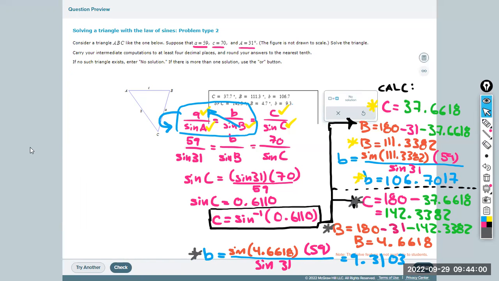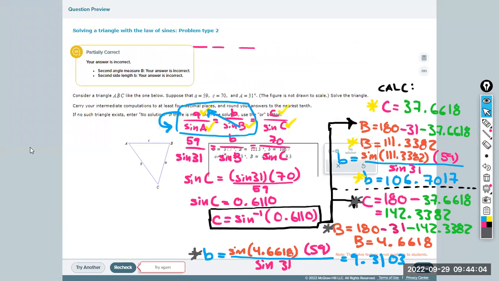I'm gonna check it. Check. Second angle, measure B: your answer is incorrect. Second side length B: your answer is incorrect. What did I do wrong?